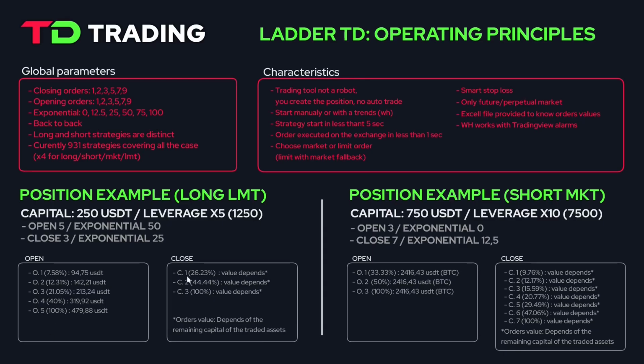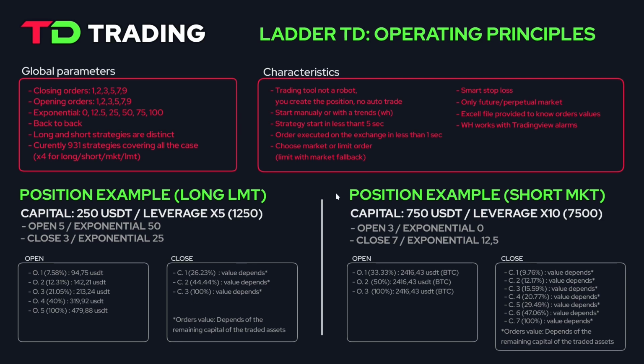Here is the result on how your capital is decomposed with this strategy. For the opening, the first opening order will buy 7%, the second 12%, 21, 40 and 100% of the remaining capital. This is the value of the orders, 94 up to 479. For the closing order, it depends on the remaining capital of the traded asset. So it depends on how many opening trades have been done and the buy value.